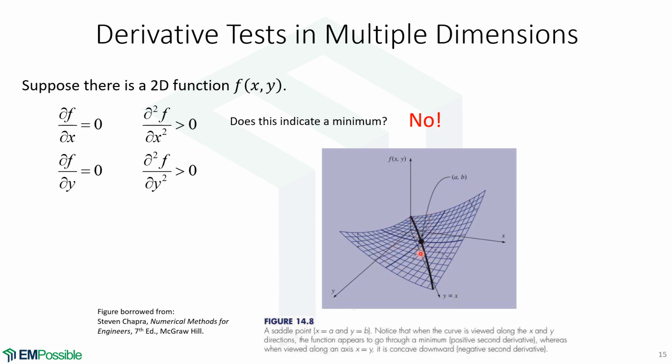However, if we look at a projection along y equals x, that's actually going up in the middle. We actually have a maximum along that direction. Well, that implies we don't have a global extrema here. That is a saddle point. So our derivative tests, as we've learned, are only for one-dimensional functions, and we have to reconsider this now when we have multiple dimensions.